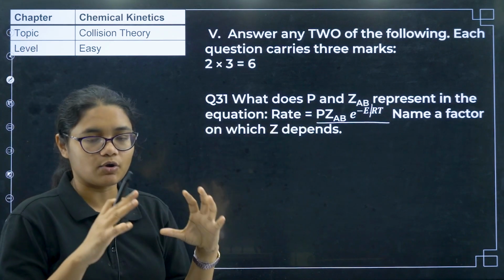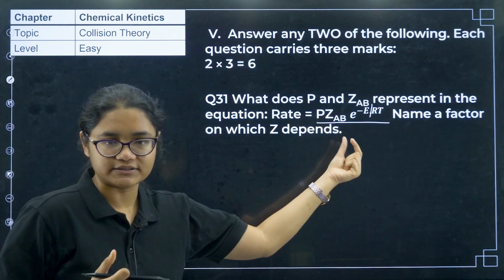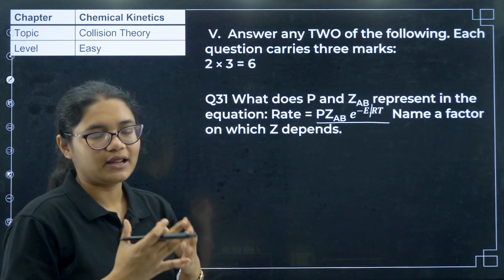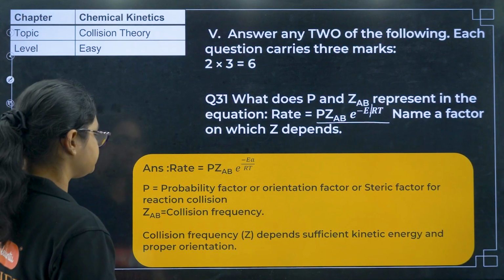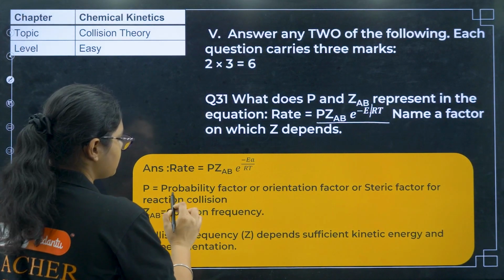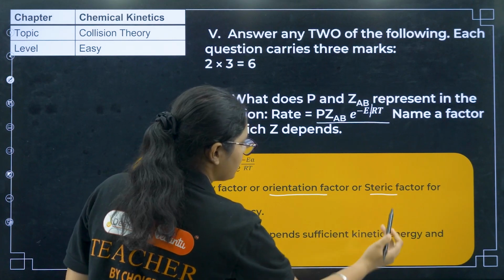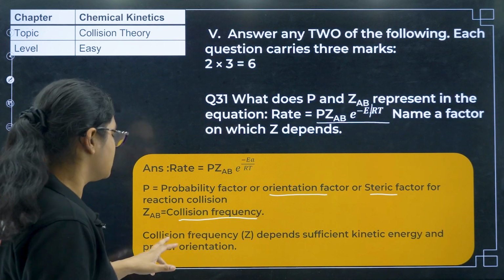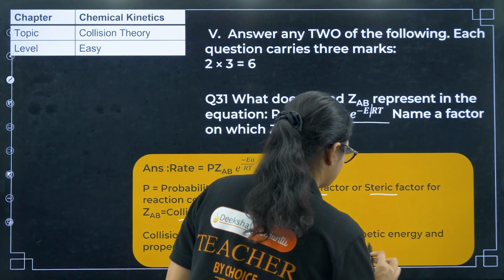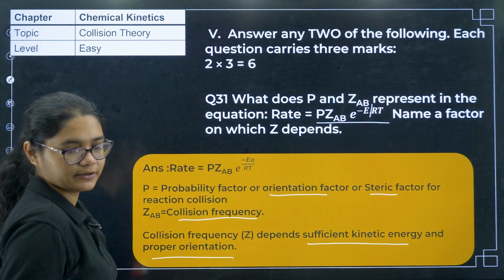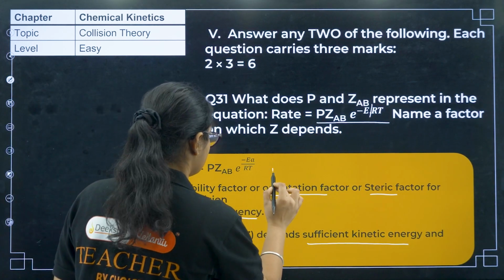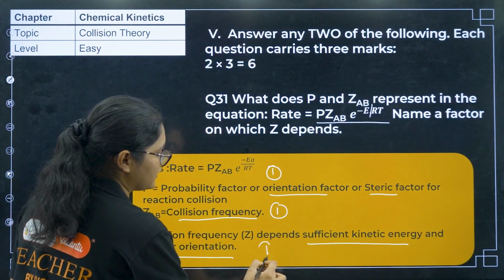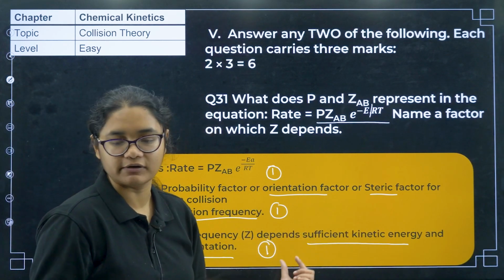P stands for the orientation factor and Z is the collision frequency. Z depends on the energy of collision and the orientation of the collision, right? So P is the probability factor or orientation factor or steric factor, anything you can write here. ZAB is nothing but collision frequency. Now collision frequency depends on sufficient kinetic energy and proper orientation. So you have 1 mark for writing P, 1 mark for writing ZAB, and for the factor, any one you can write, that will give you 1, or if you write both, half of each you will get 1 mark.